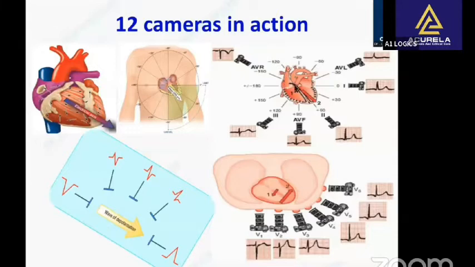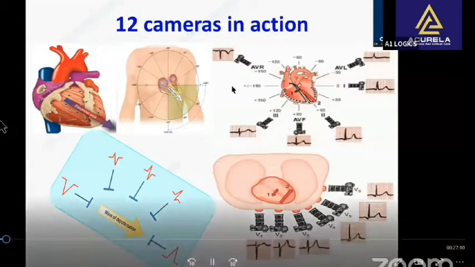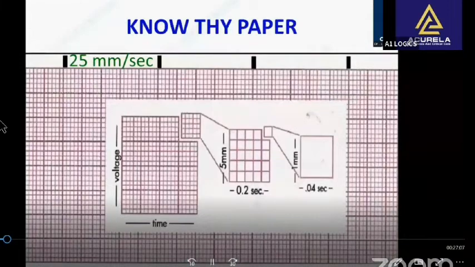Because the mean electrical axis is always away from the AVR electrode, all the waves in AVR are usually negative. It is only in dextrocardia that the waves in AVR will be positive. So this can also be a guide for the proper placement of the ECG leads.